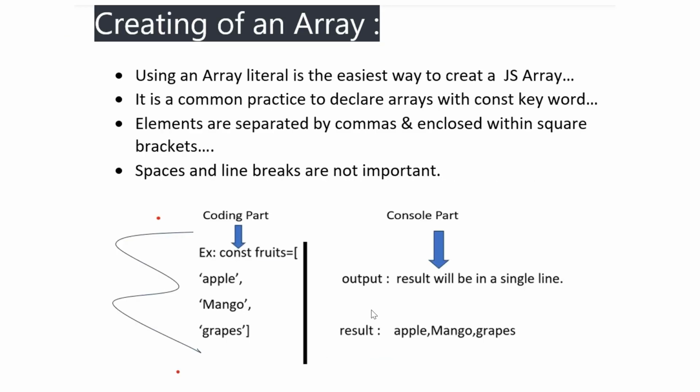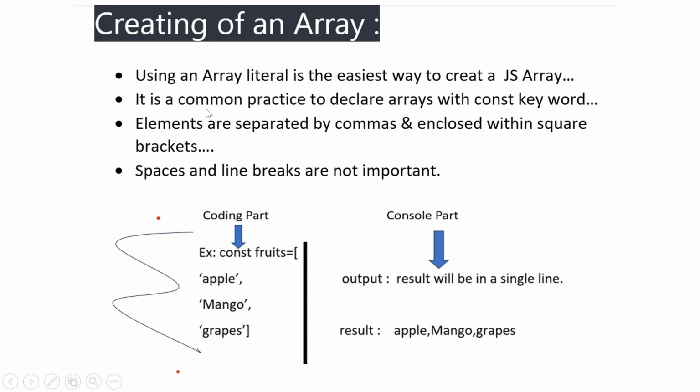Next is creating an array. Using an array literal is the easiest way to create a JavaScript array. First of all, we come to know that an array can be created by using two methods. One is the array literal method. Another one is using the JavaScript keyword new to construct an array. So this is an instance of an array created by array literal.